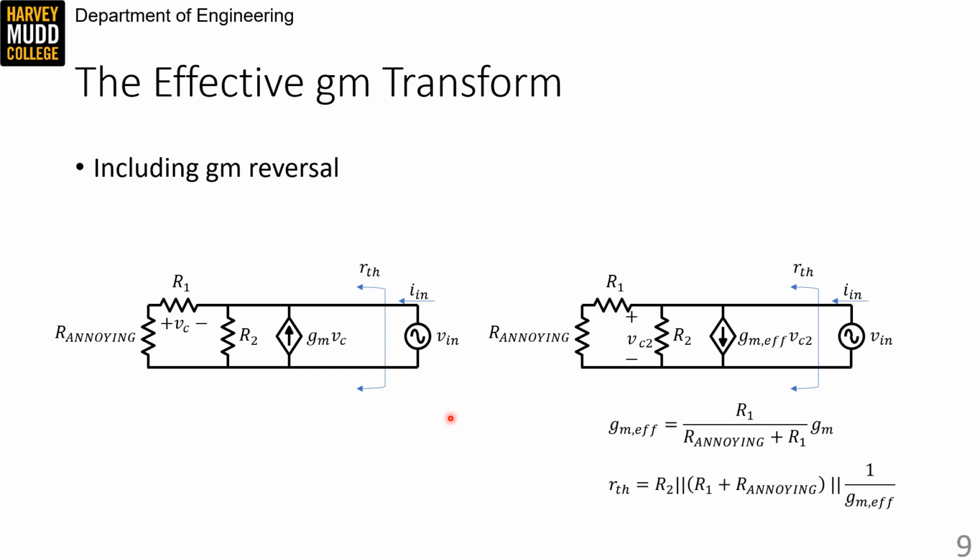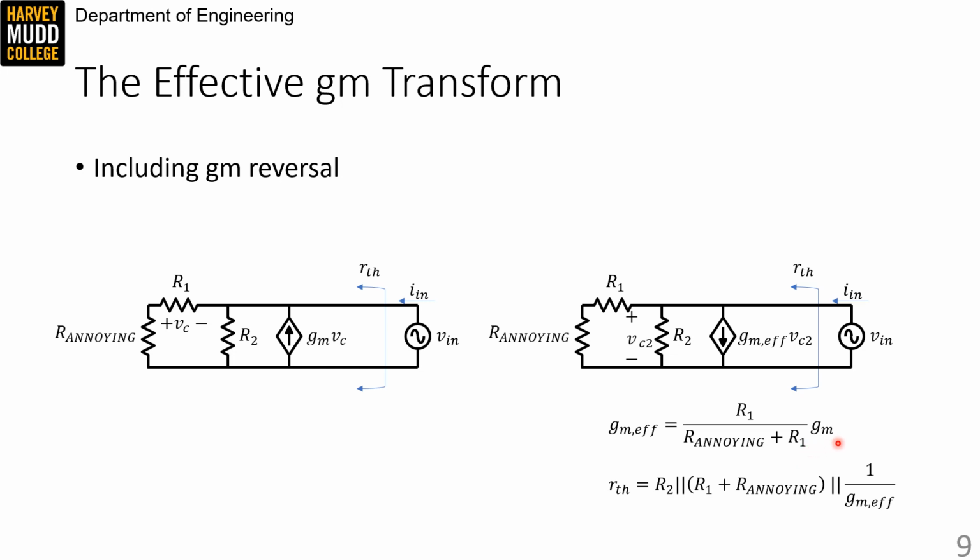I've made two changes in the circuit. First, the control voltage now runs from Vin to ground instead of just across R1. But I've made sure we wind up with the same current in the GM generator by defining an effective GM down here, which is given by a voltage divider between R1 and R annoying applied to GM.